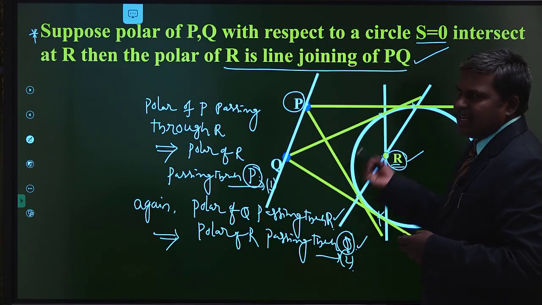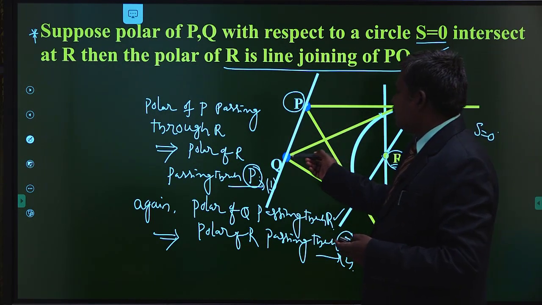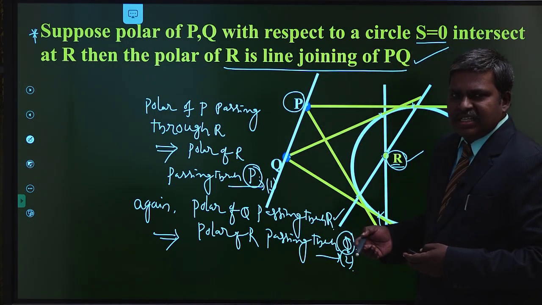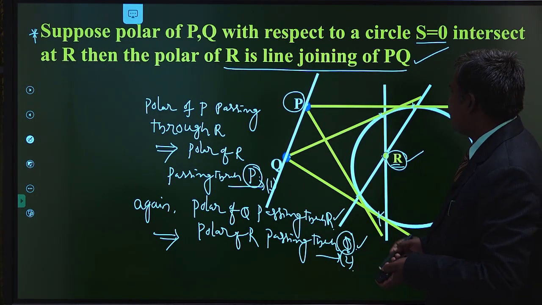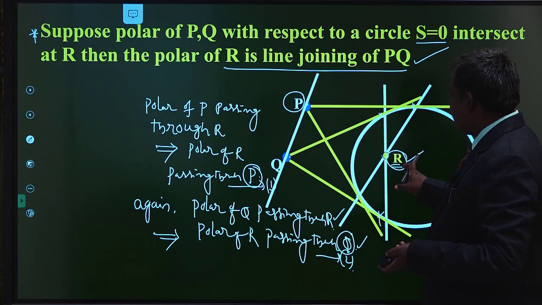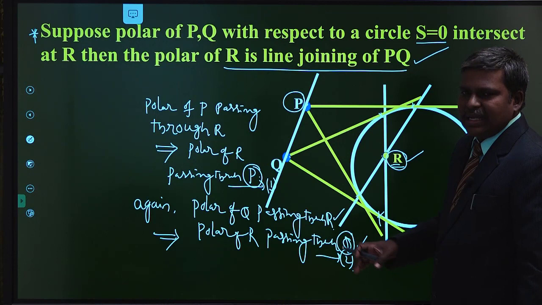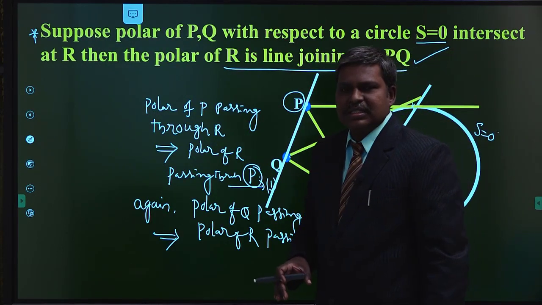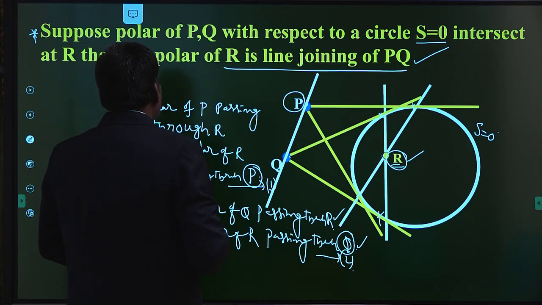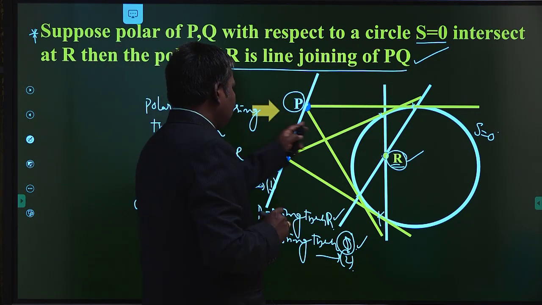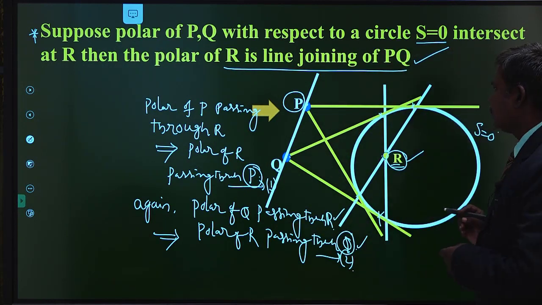Since the polar of any point with respect to the circle is a straight line, and my straight line passes through both the points P and Q, what is the polar of R? The line joining PQ. Very simple question. So there are two points whose polars intersect at this point, then the polar of R is nothing but the line joining PQ. Understand? This is a very interesting result. This is the corresponding diagram to this result. Understand?